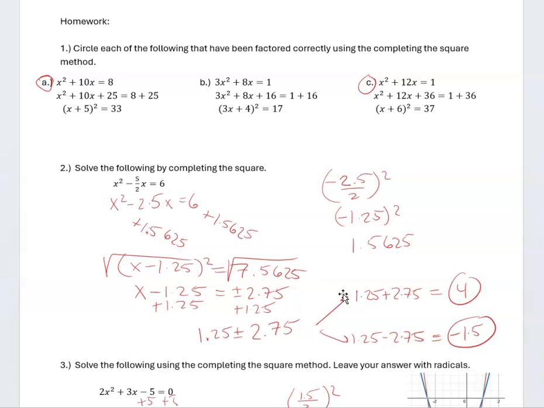And the next one, half of 12 is 6. 6 squared is going to be 36. You add it to both sides, and then you end up with a 6 inside of the parentheses. So that one did work.